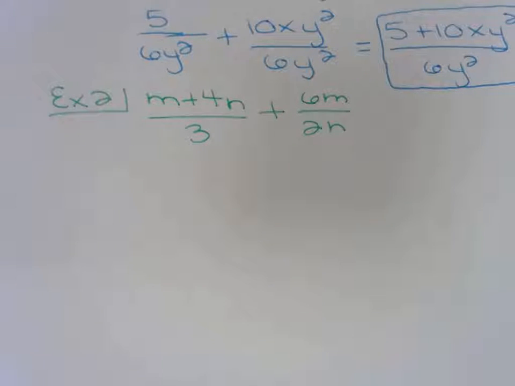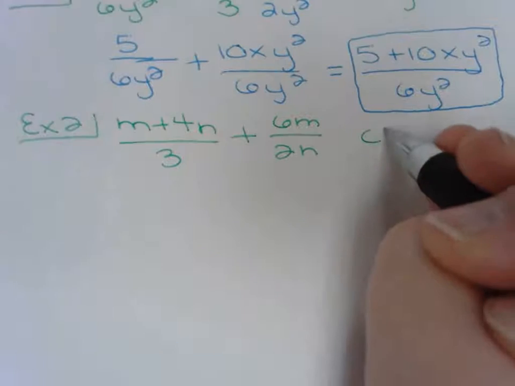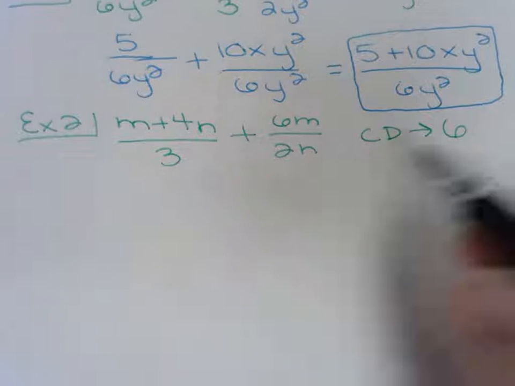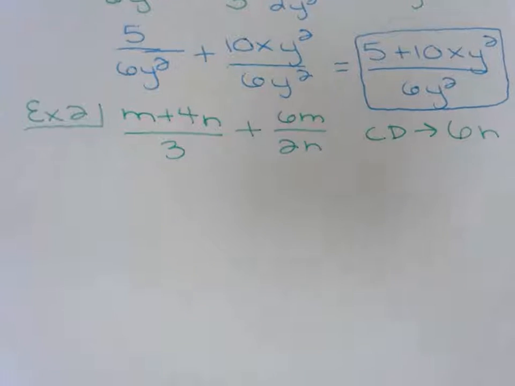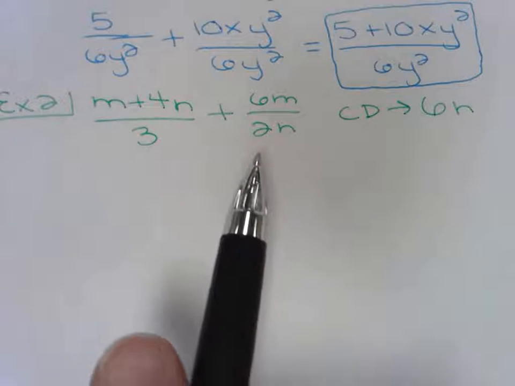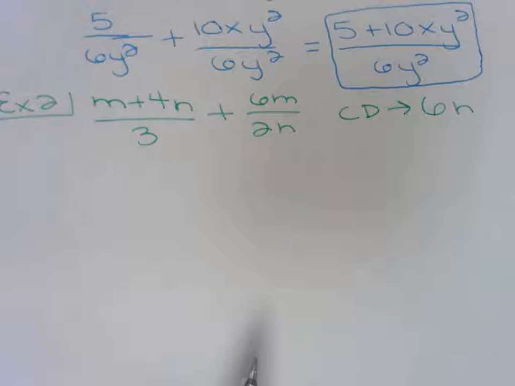We are adding rational expressions. You cannot add the numerators together until you have common denominators. So look at your denominators. I have a 3 and a 2n. What is the smallest thing that 3 and 2 go into? 6, and then you have to include all the variables. So it's going to be 6n. I like looking at my coefficients first and then tacking on the variables. 2 and 3, lowest number is 6, and I have an n.